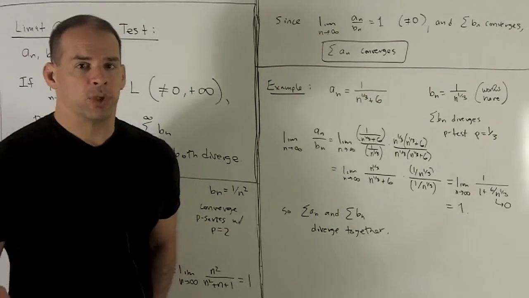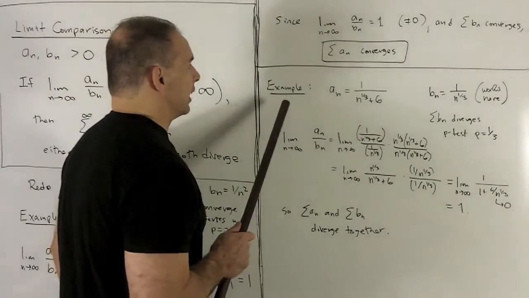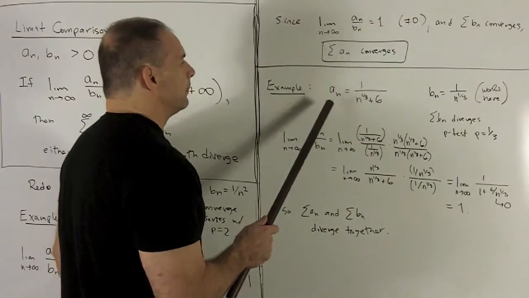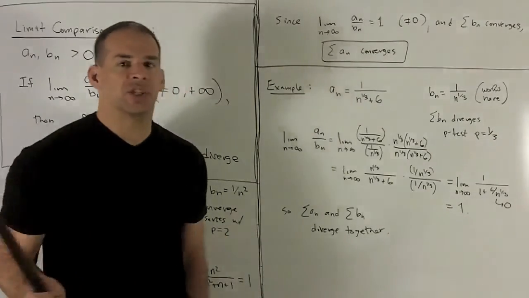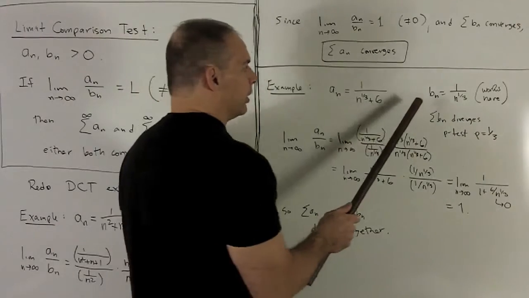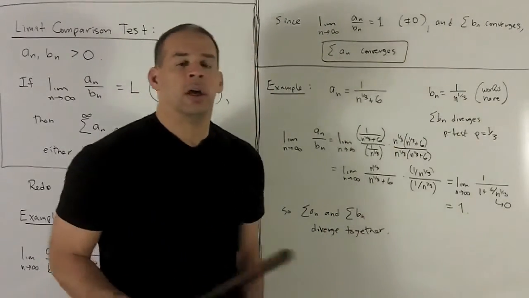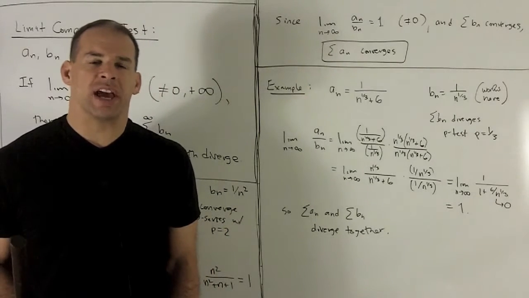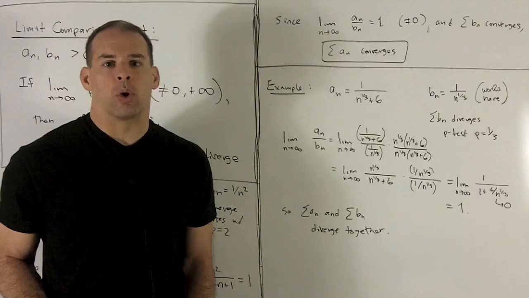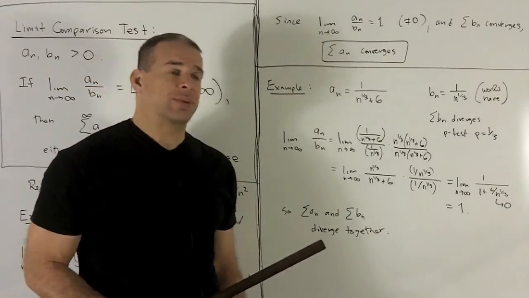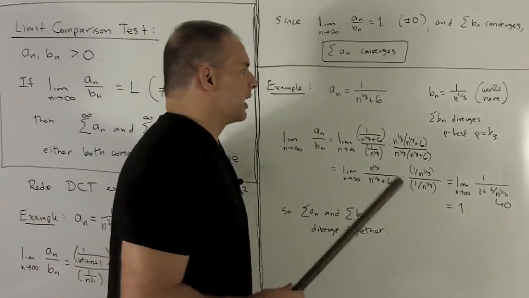For our other one, which will be an example where we have divergence, let's see. We have a sub n equal to 1 over n to the 1/3 plus 6. Again, I squint at this, and we know we're looking at b sub n equal to 1 over n to the 1/3. We tried using that with the direct comparison test, and we wound up not being able to use that because we couldn't make the inequality work out right. In this case, we'll actually be able to work with this one. So let's take a look.